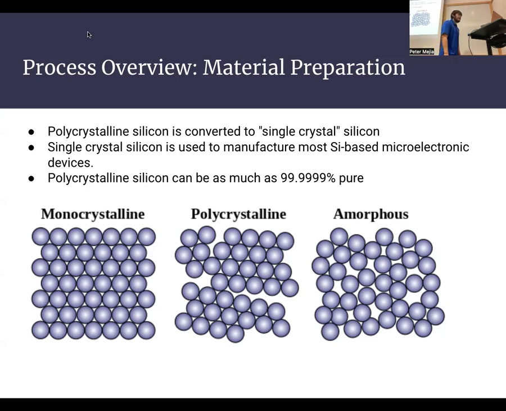Yeah, that'd be cool. Okay, so first, as I mentioned earlier, you're gonna start with bare silicon. And there's different types of silicon. You get monocrystalline, which is just a single crystal that extends for the full length of the material. You have polycrystalline, where you have different crystals arranged near each other, and amorphous, which is a random arrangement of atoms. Polycrystalline silicon can be as much as 99.9999% pure, which is what you want when you're processing your semiconductors.